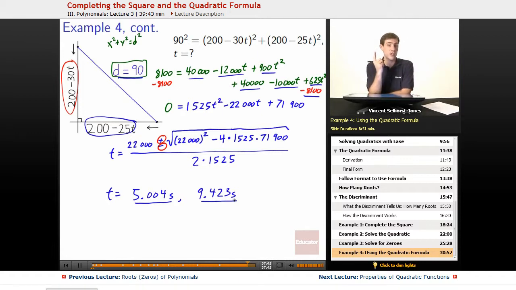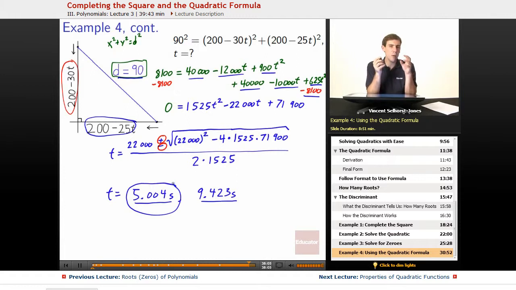So in the last one, the problem with the falling rock, where he threw the rock down the cliff, there was only one answer that was true out of the two things that came out of it. But what about this one? Is one of them wrong and the other one right? Is it only possible for one of them to happen first? Well, if we're only looking for the soonest time when they are 90 meters away from each other, then it's 5.004 seconds.